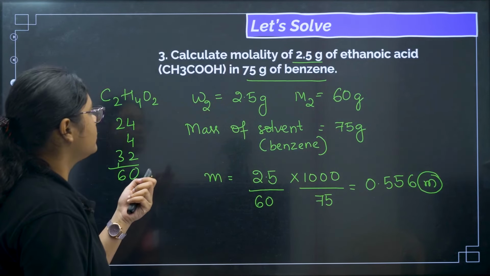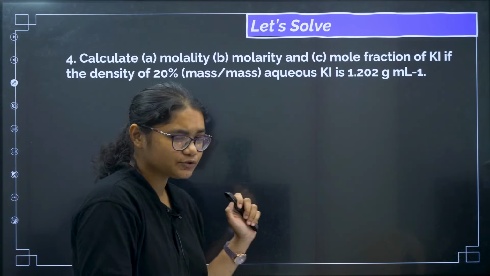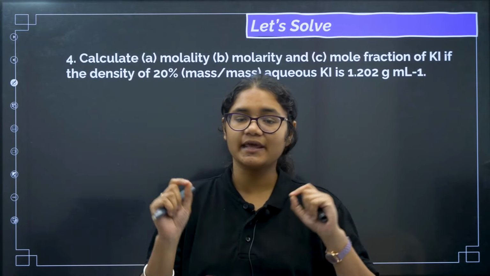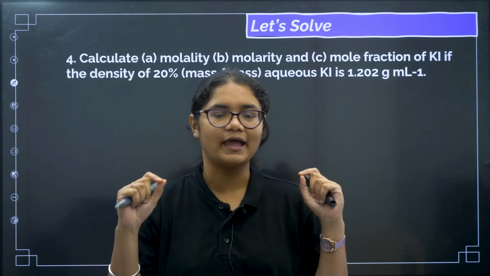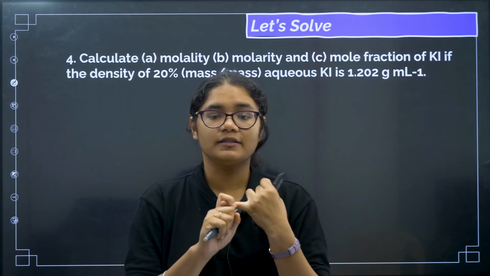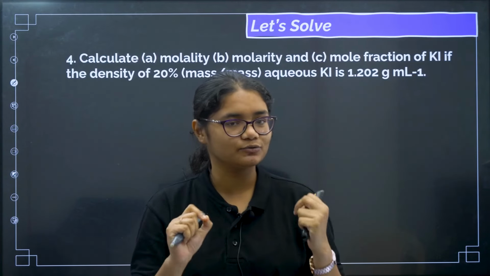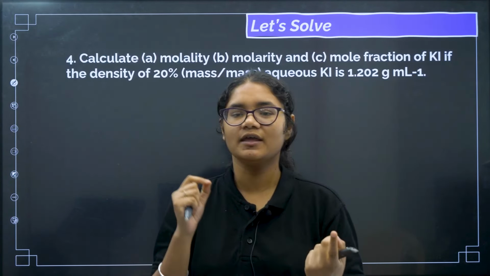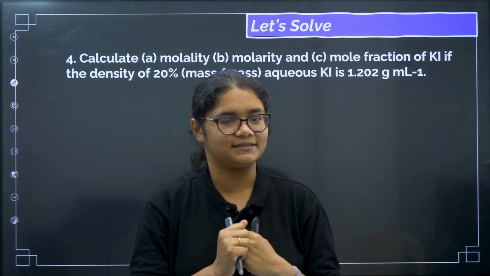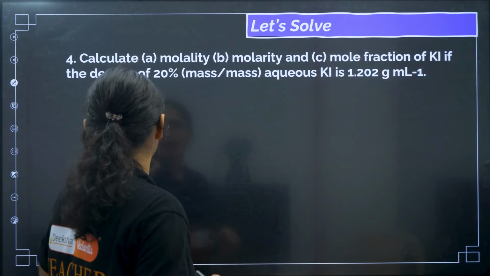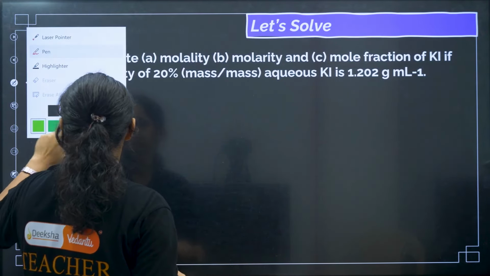Now coming to the next one. Here I have taken one question where I have mixed all the concepts, and I have asked you to calculate the molality, molarity as well as mole fraction. So let us do this question. First try it on your own. If you are not able to solve the question, then see the solution. Now let us read this question properly.